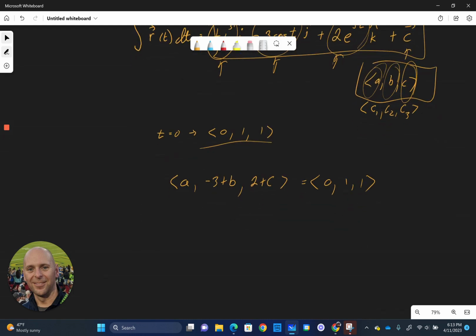So then we could just solve out the individual equations. It looks like a is going to be equal to 0, b is going to be equal to 4, and c would be equal to negative 1 then. So now you have your constants and you've solved your initial value problem.